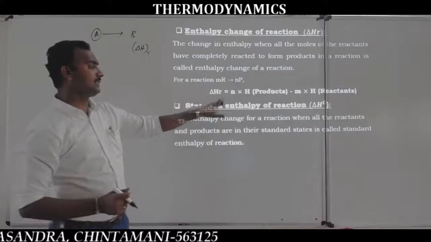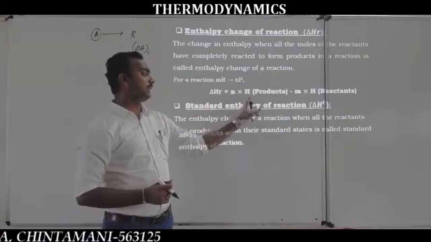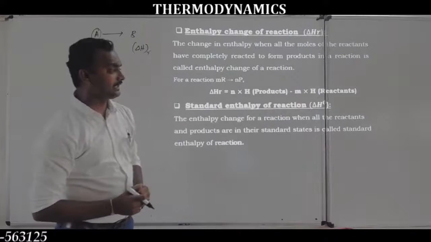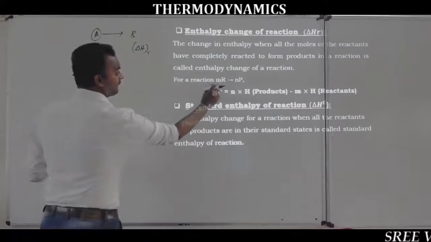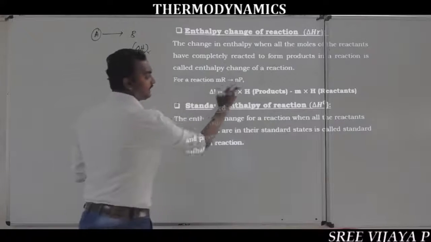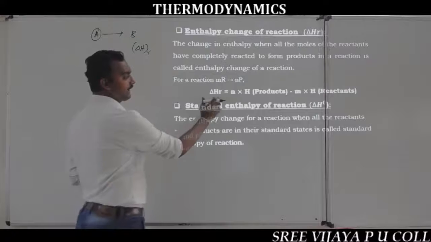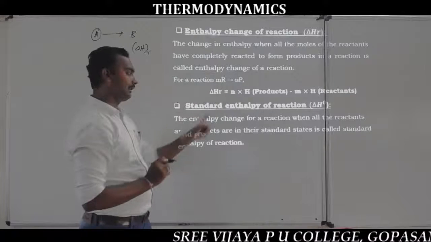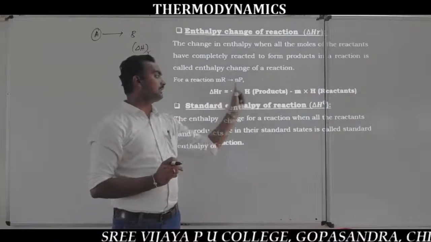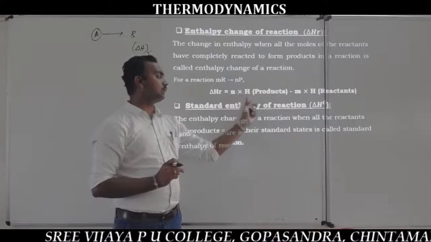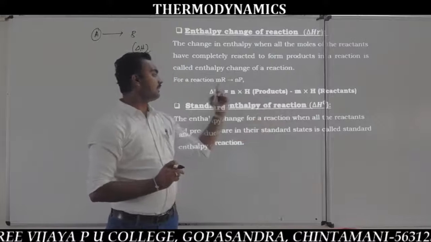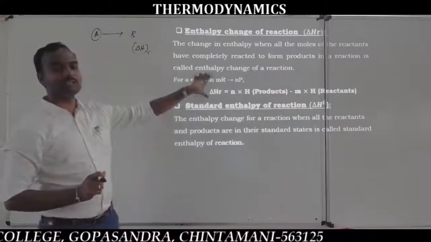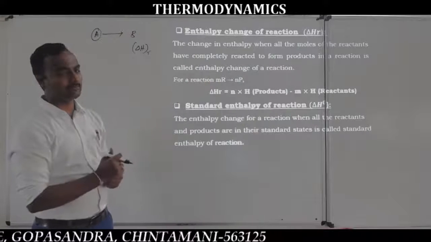So delta HR is equal to N into H, that is enthalpy of products, minus M into H, that is enthalpy of reactants for this reaction. M is the number of moles of reactant, where N is the number of moles of product. So the change in enthalpy of the reaction is the number of moles of products into enthalpy of the product minus the number of moles of reactant into enthalpy of reactant. I have taken a general equation; when different equations are given, you have to write it accordingly.